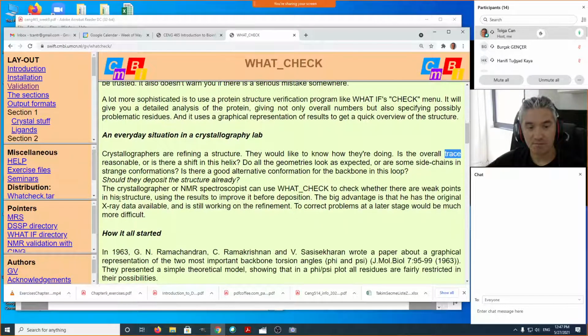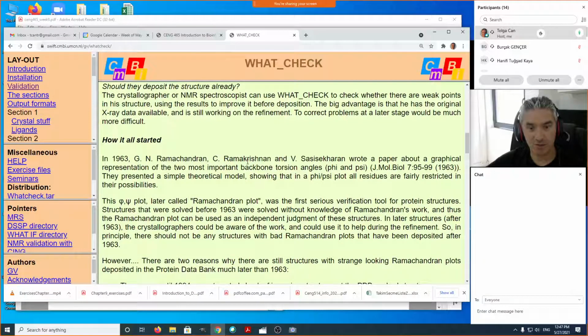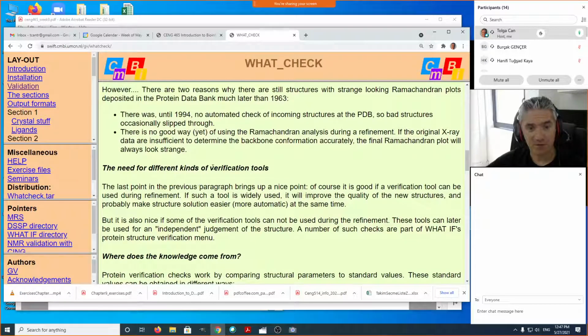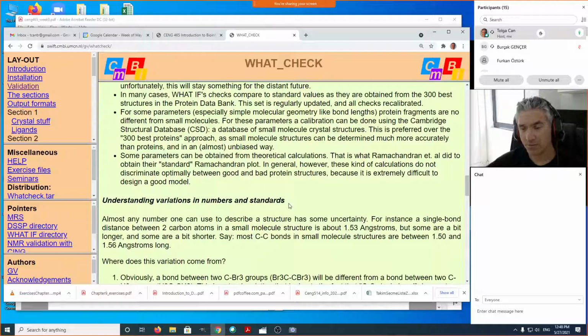So it's actually this Ramachandran plots were back in 1963, it's that old. So this is a check, some kind of a verification tool for your structure. It will tell whether there are certain variations that are not acceptable. So it's like an expert check, a point by point check, whether that protein is viable or not.